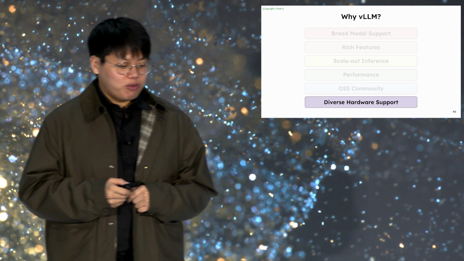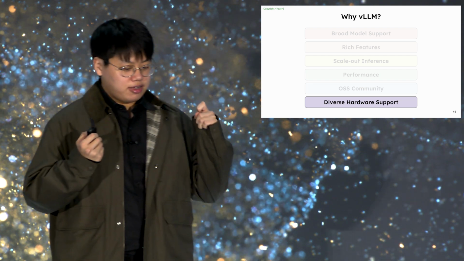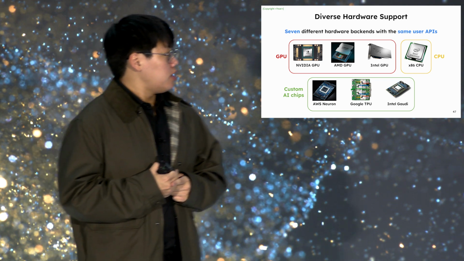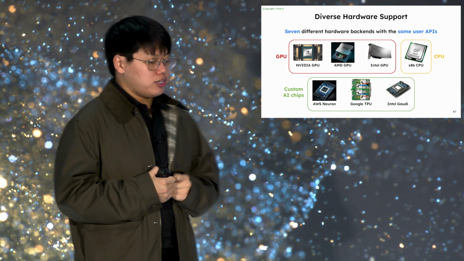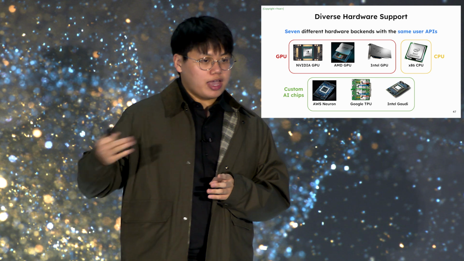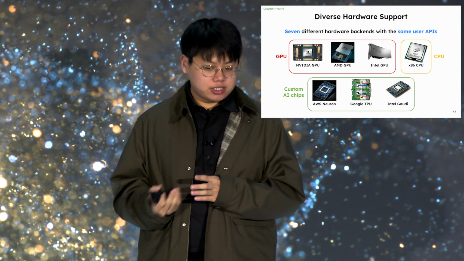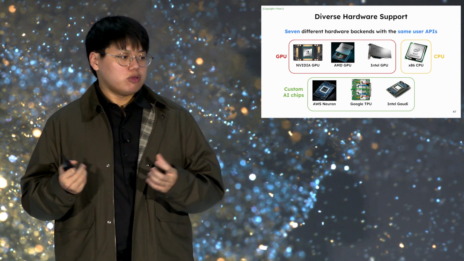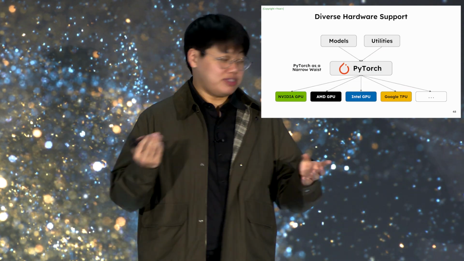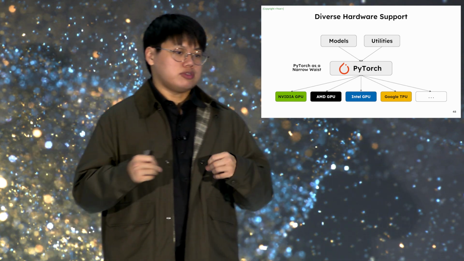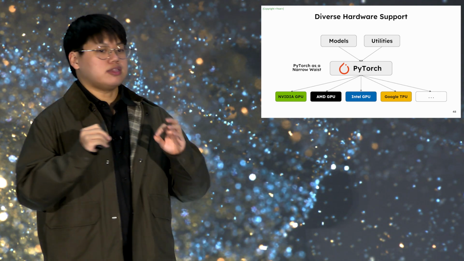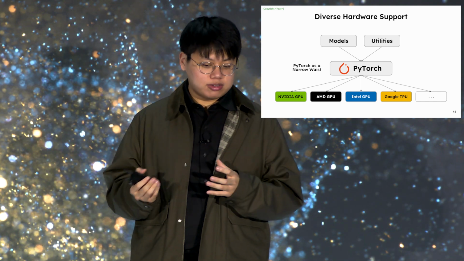Okay, last but not least, one important major stream of our work is supporting diverse accelerators. vLLM currently supports 7 different hardware backends, spanning GPU, CPU, and even custom AI chips. And importantly, we support all these hardware backends with the same user APIs, the same OpenAI compatible APIs, or same offline batch inference APIs, so that the user can use them without deep knowledge of the hardware. And this is possible because PyTorch supports all these models. Instead of relying on external compilers or formats like ONNX, vLLM directly uses PyTorch as a middle ground, a narrow waist to connect these hardware backends with the hardware agnostic models and utilities.